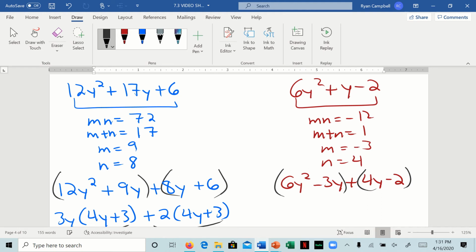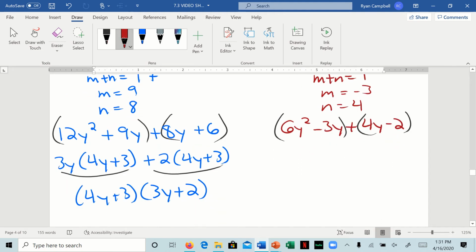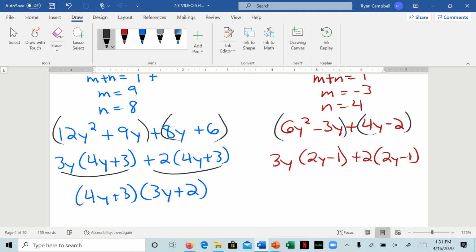So grouping up the first two terms and the last two terms. For the first group, we see that we can take out a 3y and we're left with 2y minus 1. For the second group, we can take out a 2 and we're left with 2y minus 1, which is good because that means that both of these terms have a 2y minus 1.